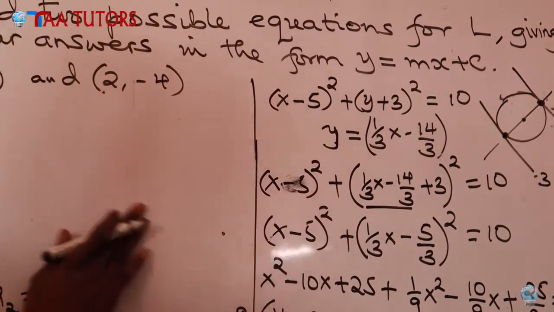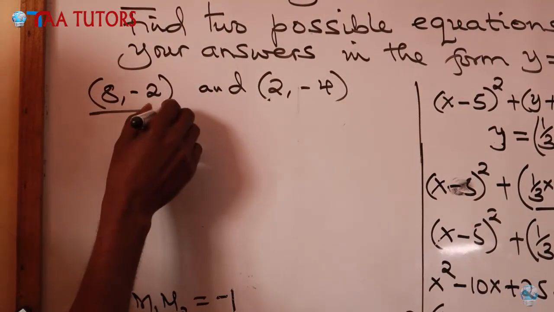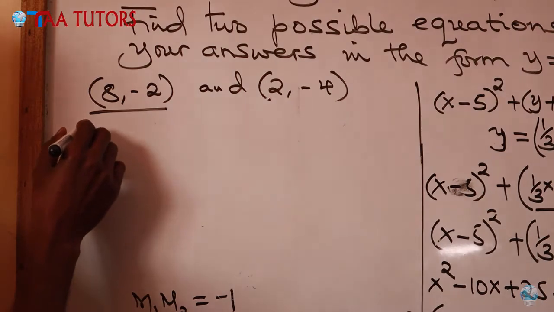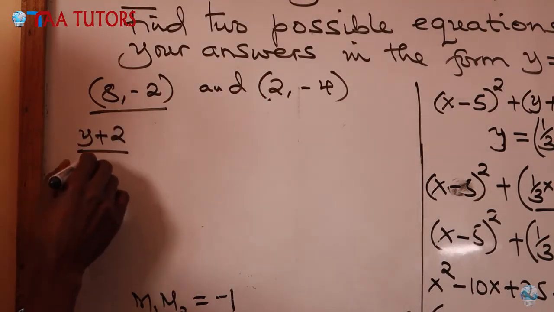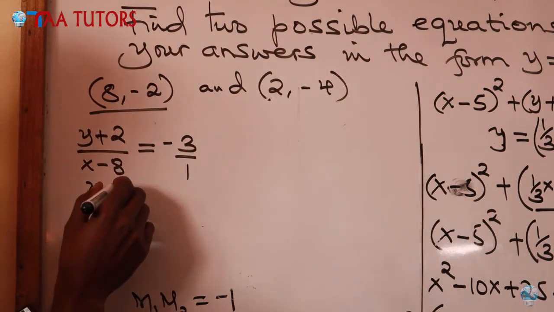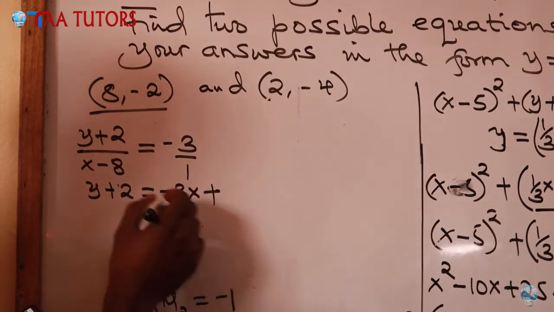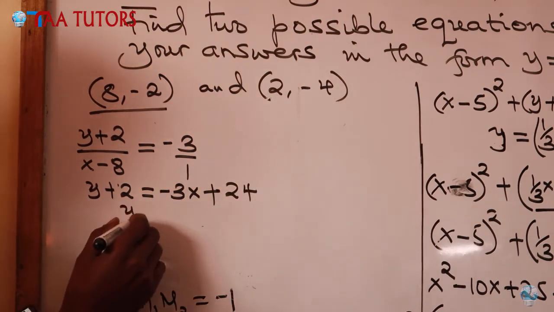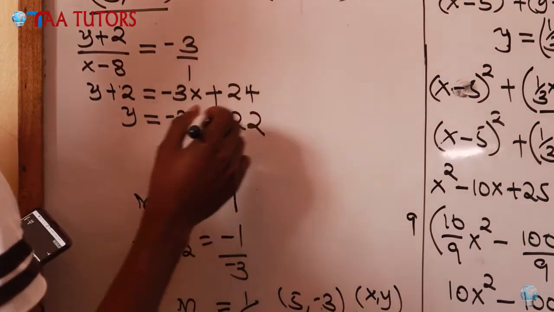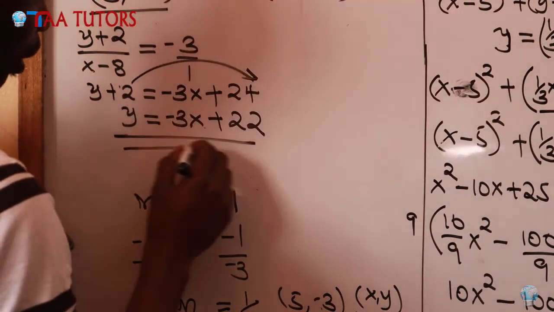So we can actually use these to get the 2 possible equations for L. I'm using this coordinate with the gradient negative 3, and the other one I'm using this coordinate with the gradient negative 3. So the first one I'll say (y plus 2) over (x minus 8) equals negative 3 over 1. This will be y plus 2 equals negative 3x plus 24. So y equals negative 3x plus 22, because I subtract this one from the other side. This is equation 1 of L.